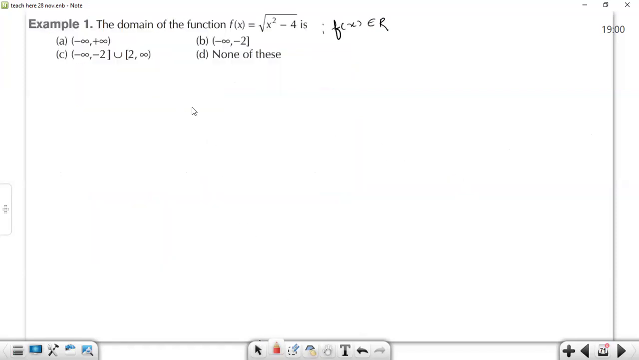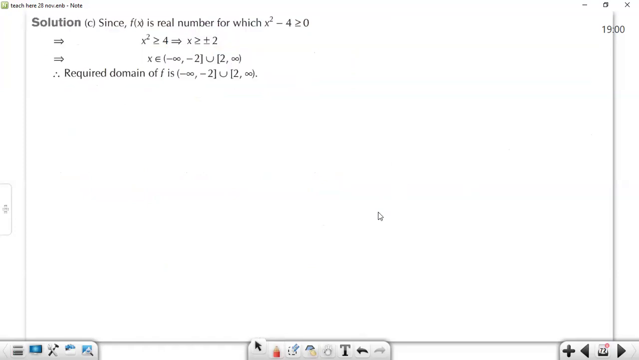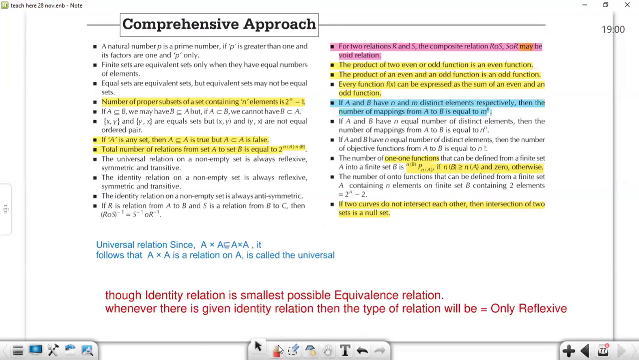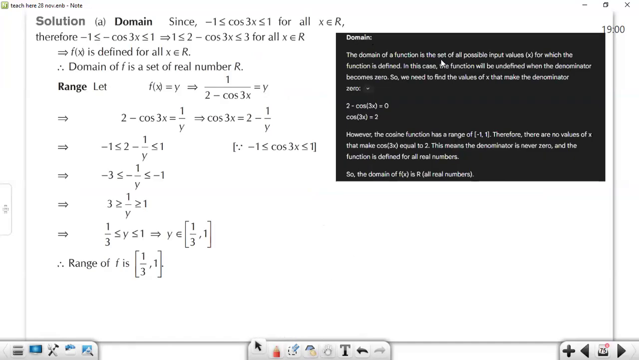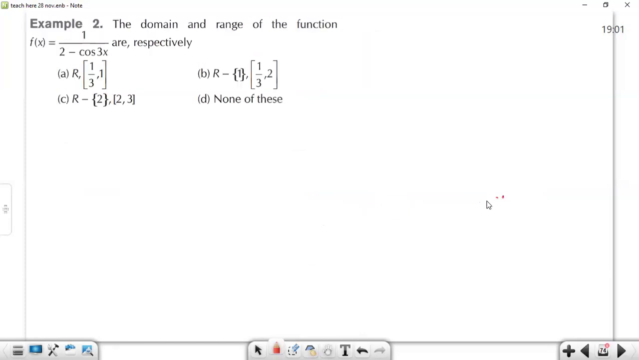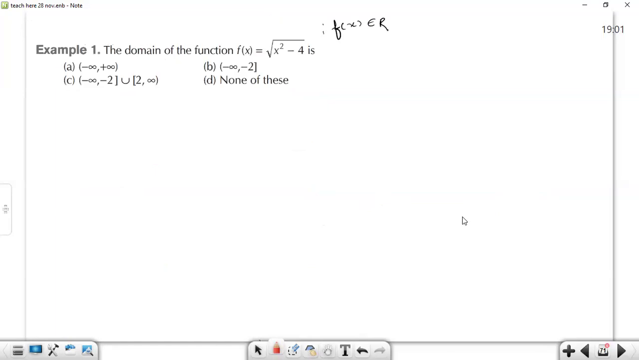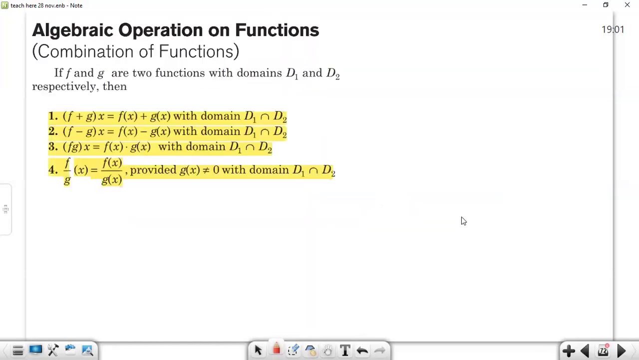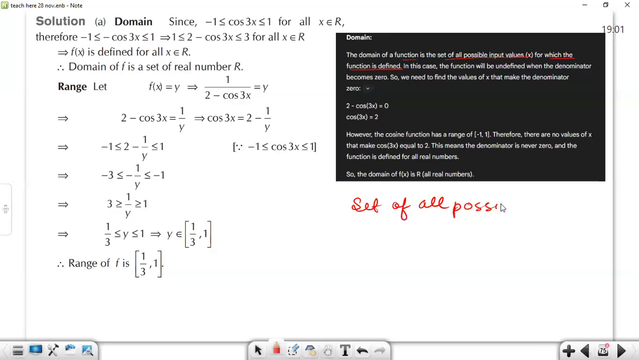Okay. So let's now discuss the domain of the function. First, let's understand what domain is deeply. So here is a deep definition of domain. Domain of a function is the set of all possible input values of x for which the function is defined. Domain of a function is the set of all possible inputs for which the function is defined.